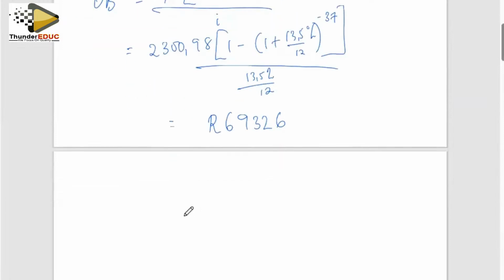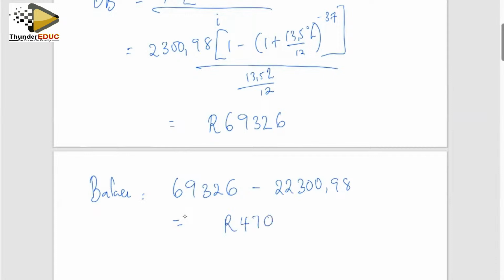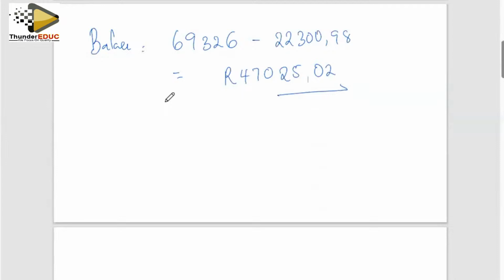Then I need to go down now and subtract. So the balance will be 69,326, subtract the 22,300.98. And that is done, we shall have 47,025.02. Okay, that is now what is outstanding. Then I need to get the number of months or installments that must be made to clear this balance.